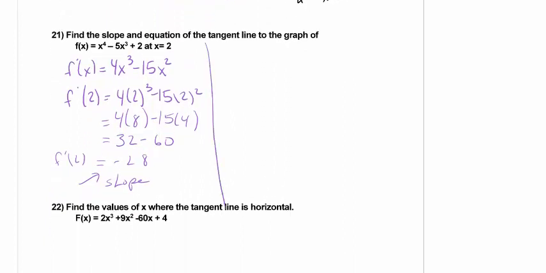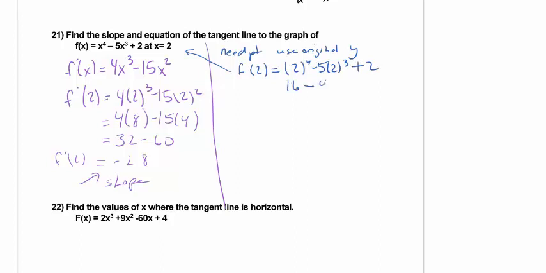So I have a slope. I need a point. So remember, for your point, you use the original to get the y value. So f of 2, which is going back to the original problem, 2 to the 4th minus 5, 2 cubed, plus 2. That gives me 16. When I type that in my calculator, minus 40 plus 2, which gives me negative 22. So I have the point 2, negative 22. So here's my point. Here's my slope.